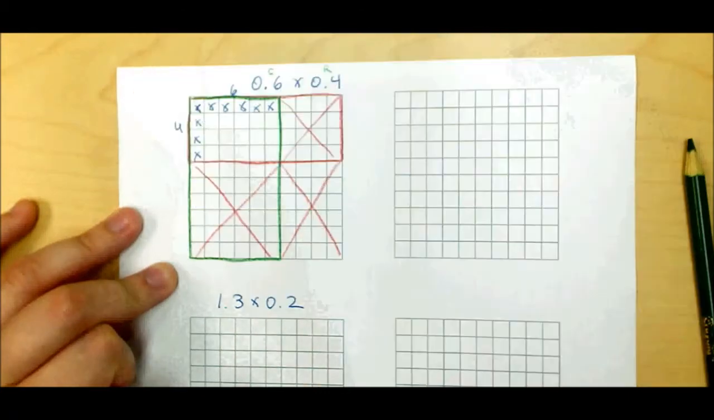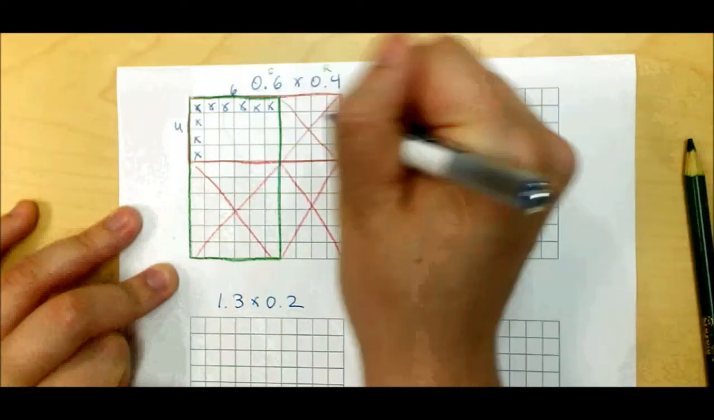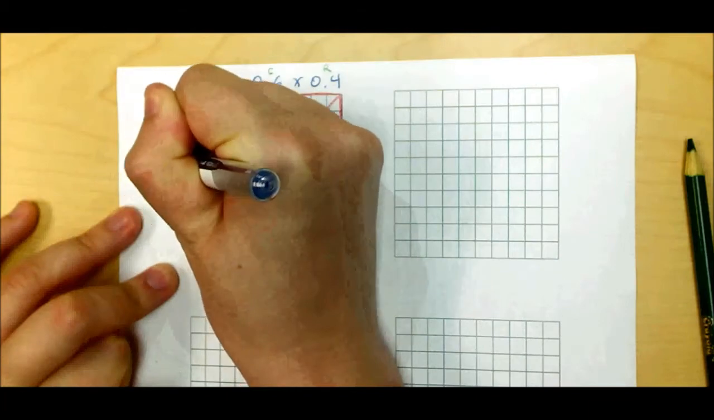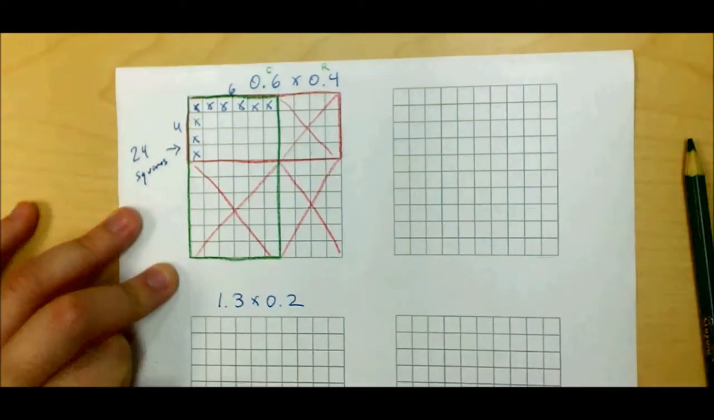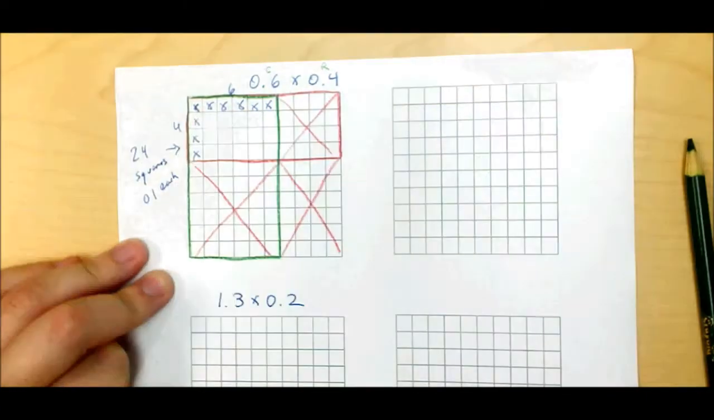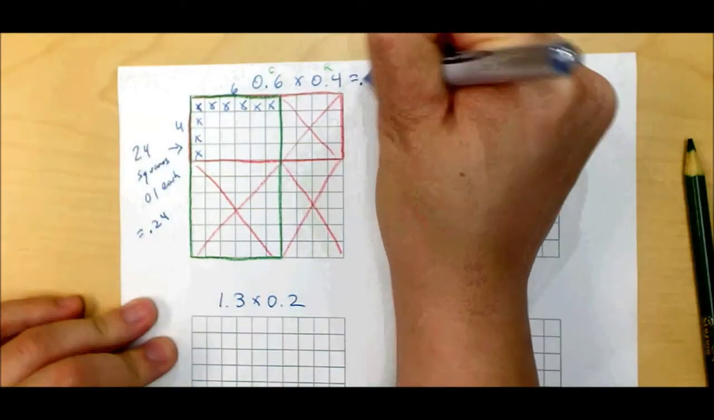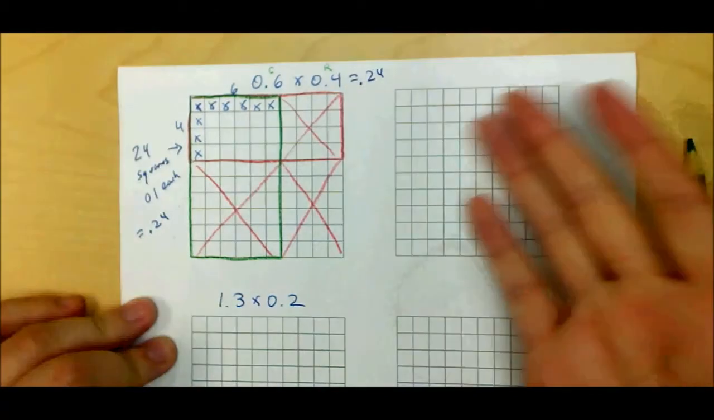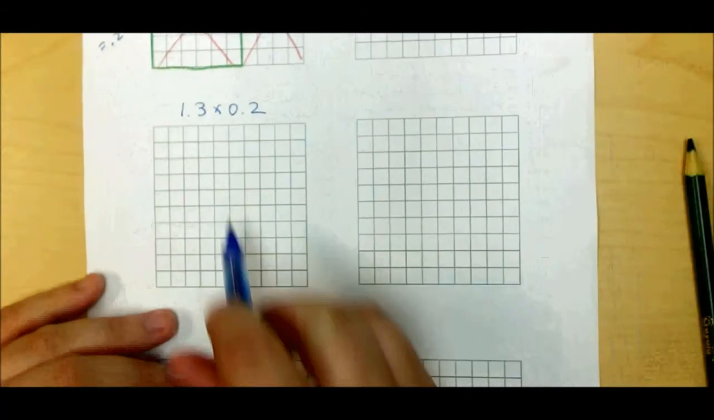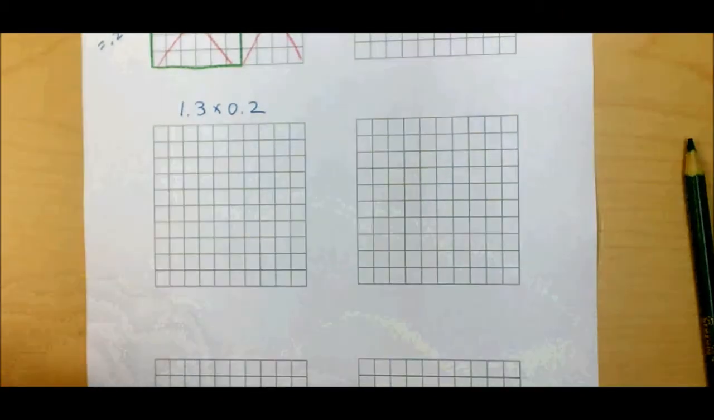And then we just count the number of squares in the overlapping part, and that's 6 times 4. That's 24 overlapping squares. Now each square is 1/100th. So our answer to 0.6 times 0.4 is 0.24. Now you can color those in, but you don't have to. I'm just drawing boxes around them.